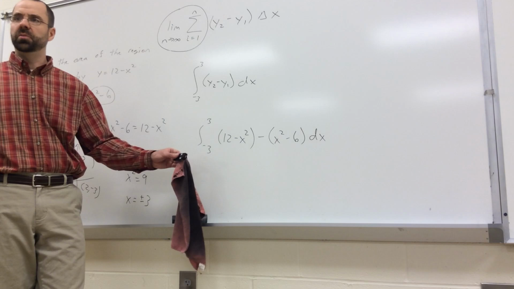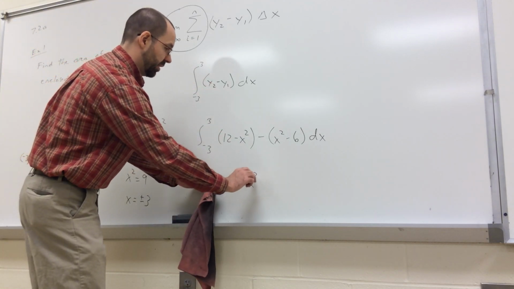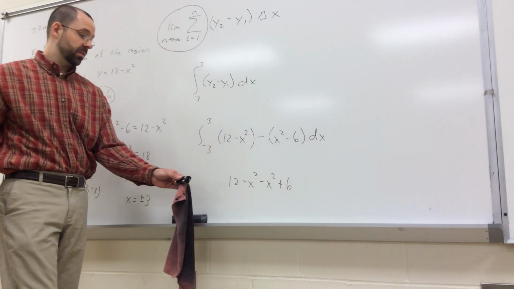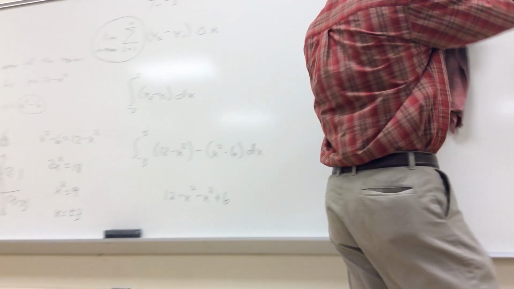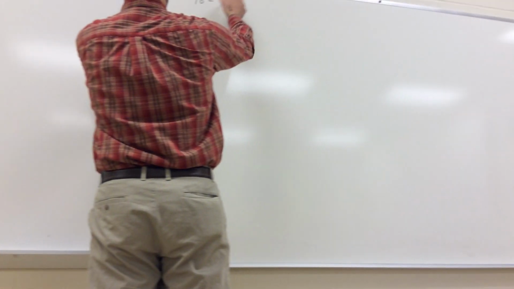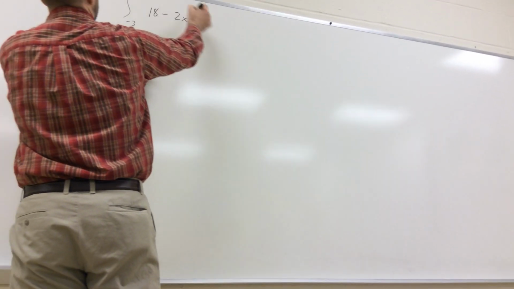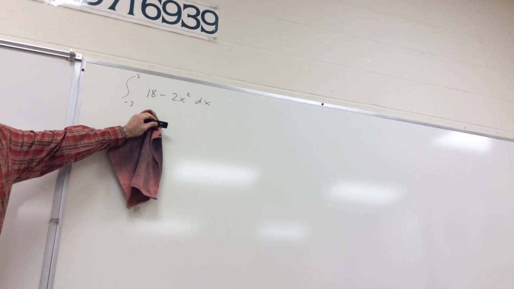All right, so now I'm going to do a little bit of algebra. I'm going to distribute the negative. So that'll be 12 minus x squared plus 6. So then I can add the 12 and the 6, and that's 18. And the x squared give me negative 2x squared. So then I'm going to end up with that integral there.